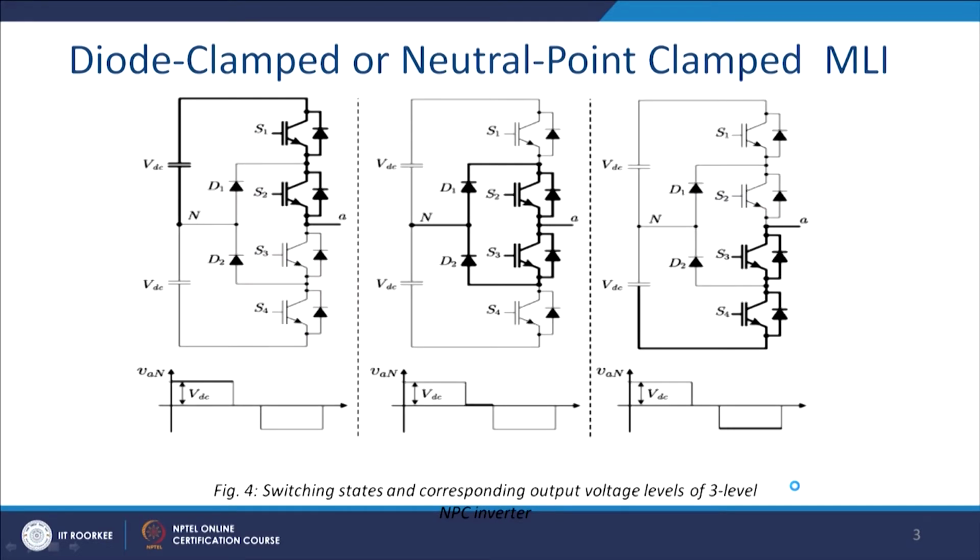Now, the different modes of operation: when S1 and S2 are conducting, you get the total VDC. Similarly, when you want to get a 0 voltage, you can have S2 and S3 conducting. And once you want to get the lower voltage, minus VDC, then S3 and S4 should be conducting.